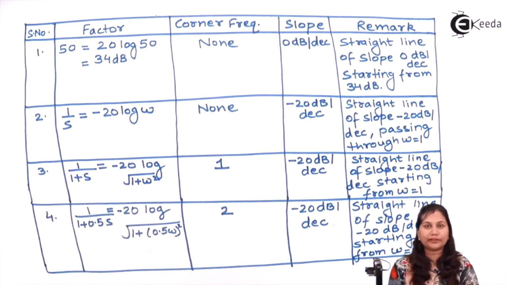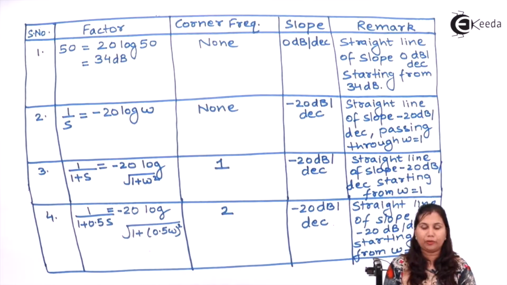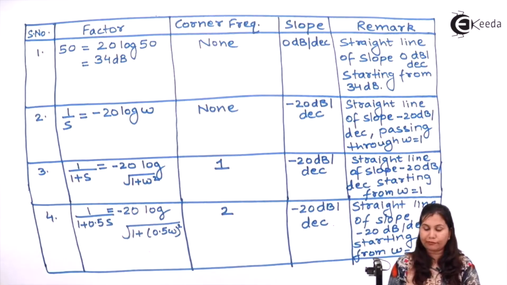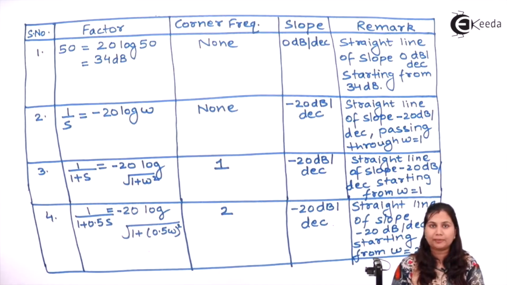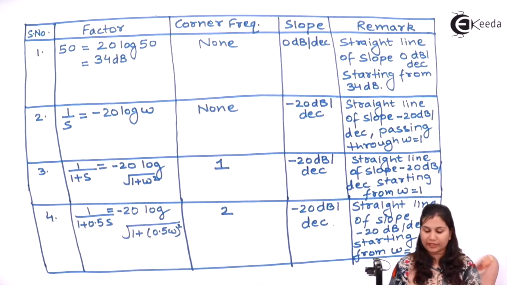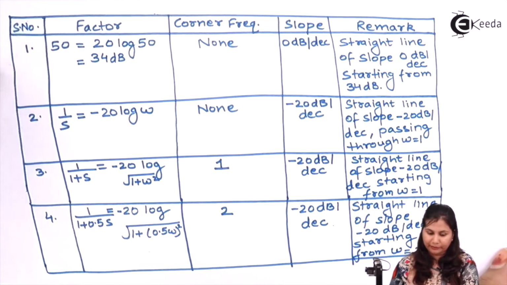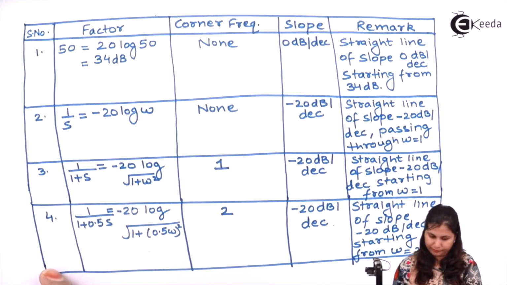So we have considered all the four factors present in the transfer function and we have found out the corner frequency, slope, magnitude and how we can represent these factors on the Bode plot, that is for the magnitude plot. Now we have to again form a table for the phase plot. Okay, how can we represent all the factors on the phase plot? So let's form the table for the phase plot.